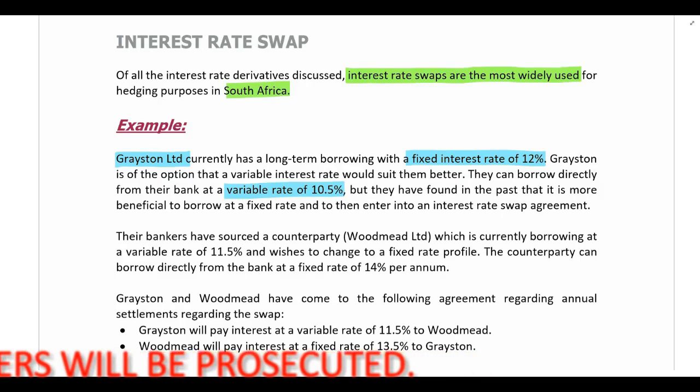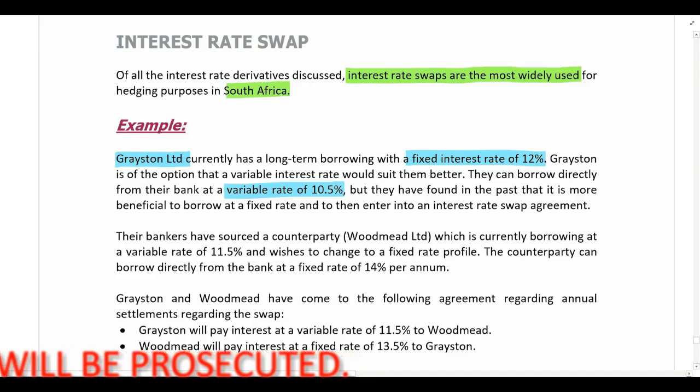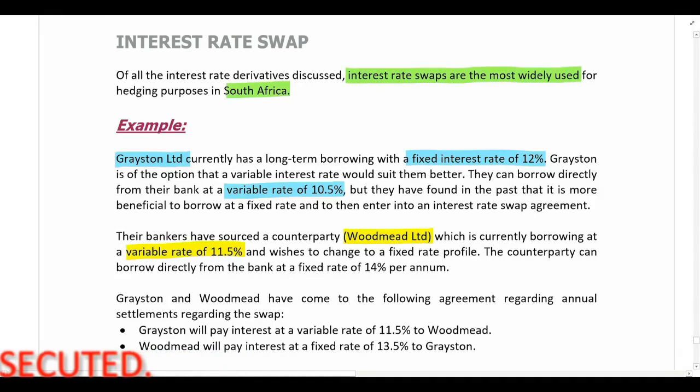The bankers have sourced a counterparty, Woodmead Limited, and Woodmead is currently borrowing at a variable rate of 11.5%, and they wish to change to a fixed rate profile. The counterparty can borrow directly from the bank at a fixed rate of 14% per annum.